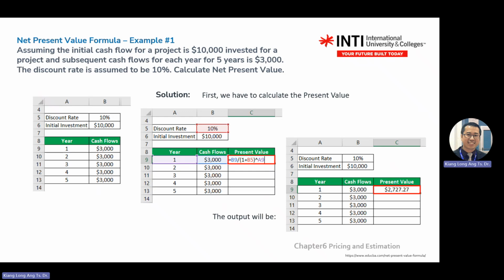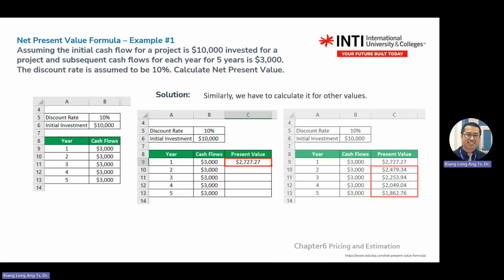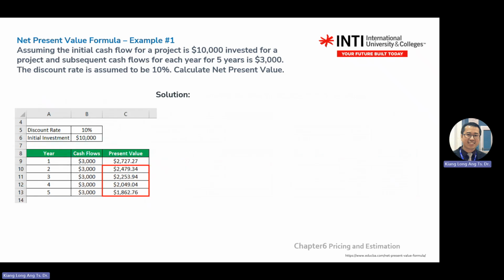Okay. In Excel, it's very easy. You just drag on it. But when it comes to tests, you need to manually calculate. So when you get all these numbers, after you calculate the present value of year 1, 2, 3, 4, 5, you get the total, because the equation is the sum of the numbers. So you get one number there.